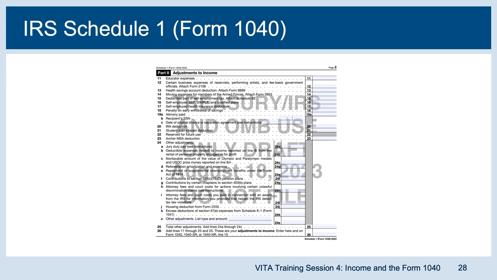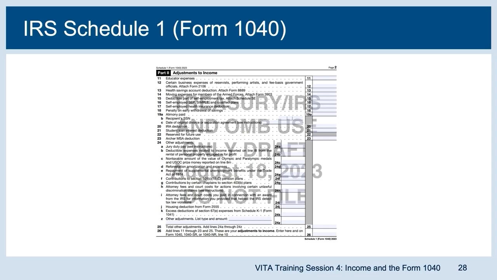Line 19, alimony paid to a spouse, which is deductible only if it is court-ordered. See 1040 and 1040-SR instructions for more information. The taxpayer will be required to provide the recipient's SSN and original date of divorce or separation.